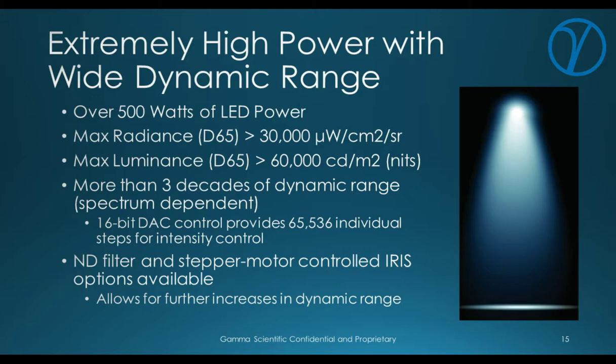So every individual color has 65,000 steps for intensity control. And you can imagine if you combine multiple channels together, you can have even more dynamic range or resolution. But for a given fixed spectrum that you're not trying to do anything where you're combining channels, you can get roughly 3 to 4 orders of magnitude of dynamic range.